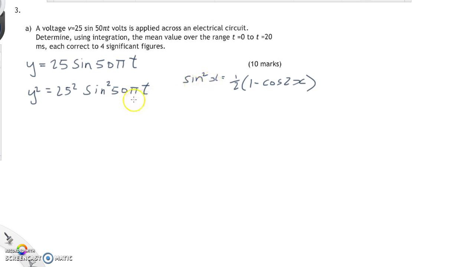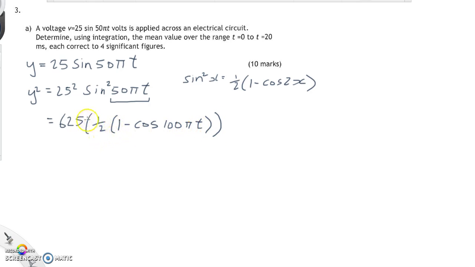In our situation here, we don't have sine squared x, we have sine squared 50 pi t. So we're going to simplify this. 25 squared comes to 625. And sine squared 50 pi t, well, 50 pi t is like our x here. So that becomes a half outside of 1 minus cos. It's not going to be 2 times x, it's going to be 2 times 50 pi t. Twice this, which will be 100, so we'll have 100 pi t, and another bracket like this.